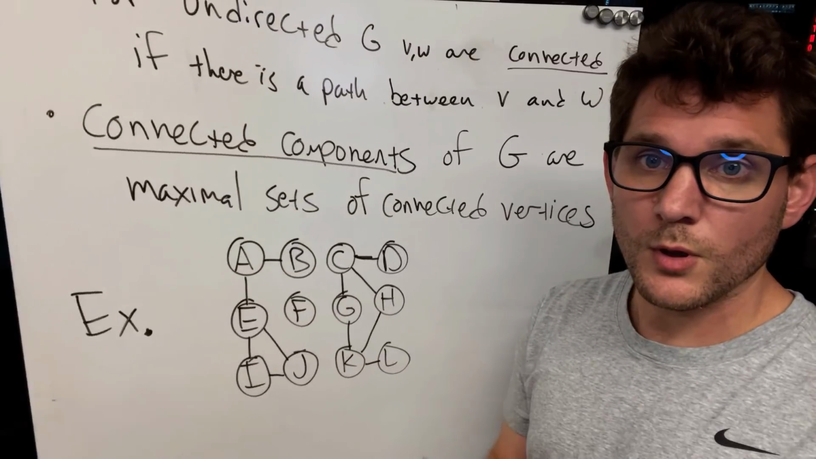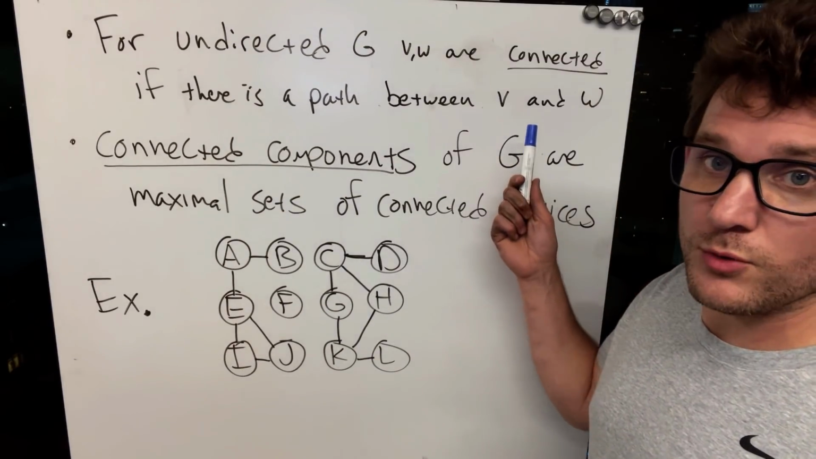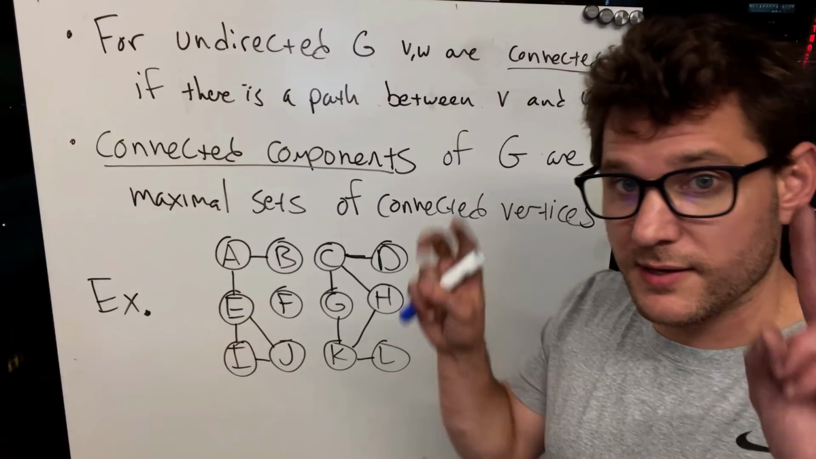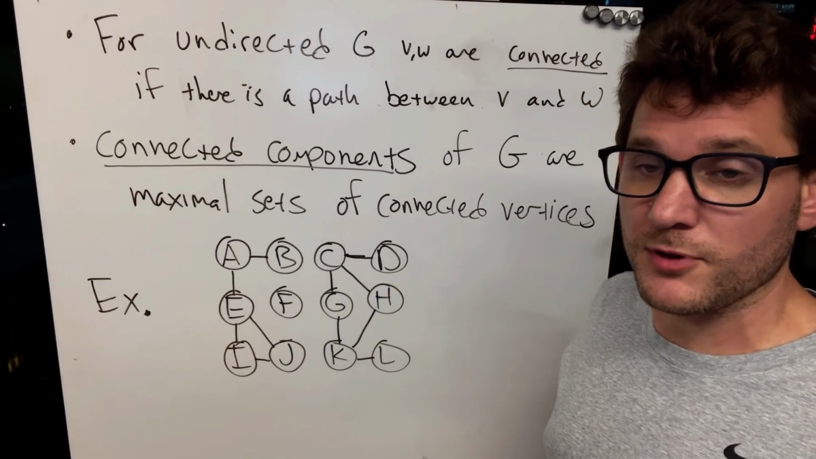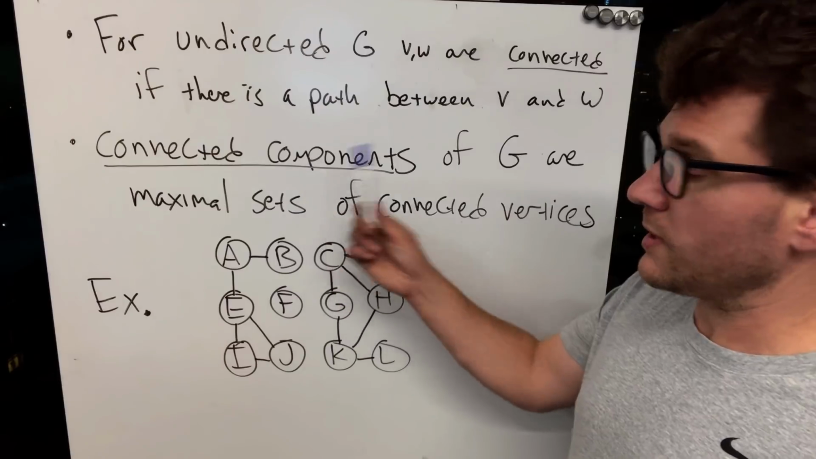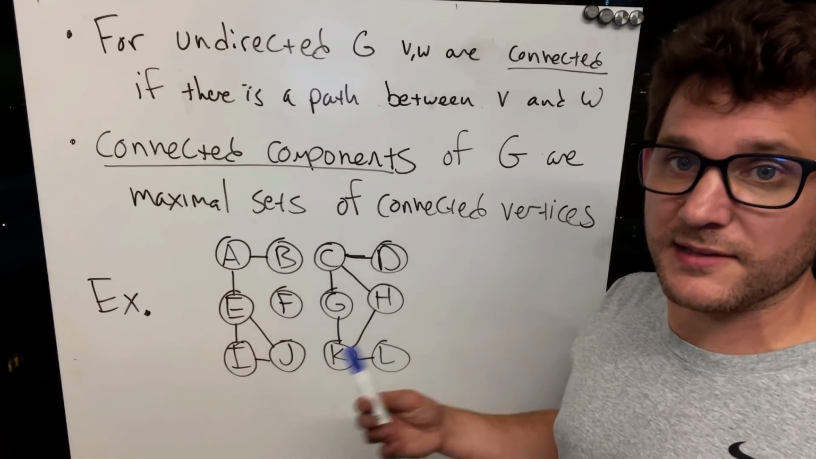When you have an undirected graph, G, we say that two nodes, V and W, are connected if there's just some path between V and W in the graph. The connected components of a graph are the maximal sets of connected vertices.